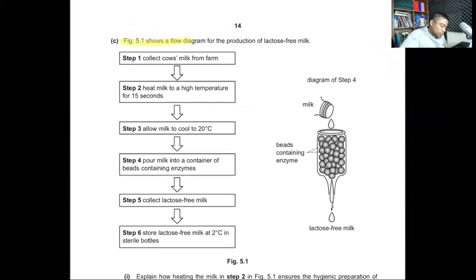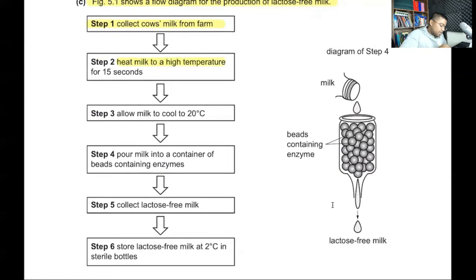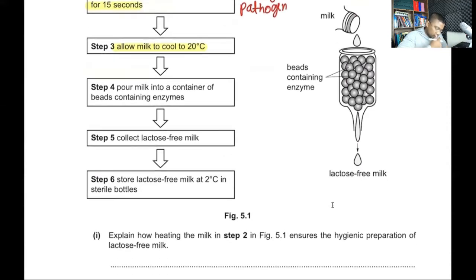Figure 5.1 shows a flow diagram for the production of lactose-free milk. Step 1, collect cow's milk from farm. Okay, step 2, heat milk to a high temperature. So obviously, if you're heating the milk to a high temperature, it destroys any pathogen in the milk. Allow the milk to cool to 20 degrees Celsius. Pour milk into a container of beads containing enzyme. Collect lactose-free milk. Store lactose-free milk at 2 degrees Celsius in sterile bottles.